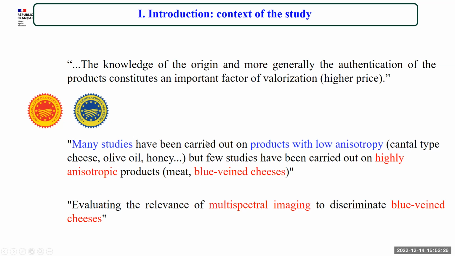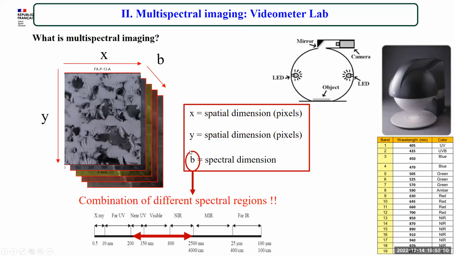So we decided to perform this study on blue vein cheese, because those blue vein cheeses have a lot of labels, and therefore it was very important to discriminate them. Firstly, between them, because we have different blue vein cheeses, and also from the blue vein cheeses that have a label to the other cheeses. But what is the tool that we use?